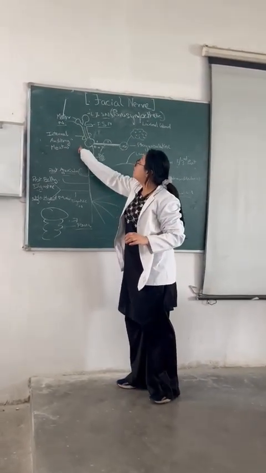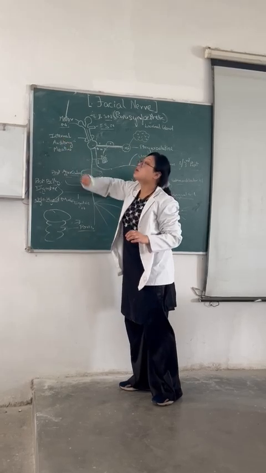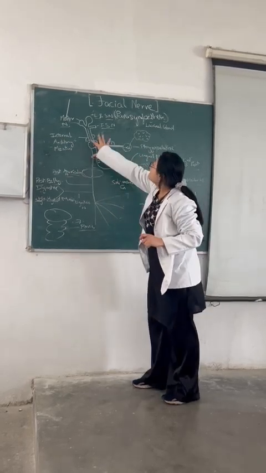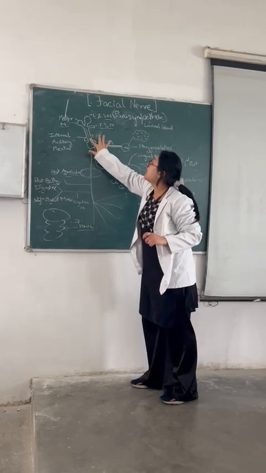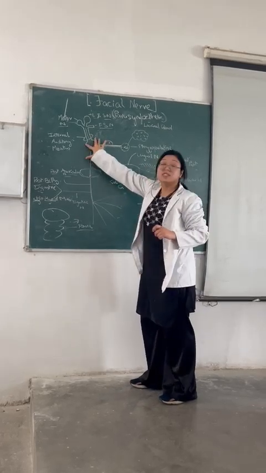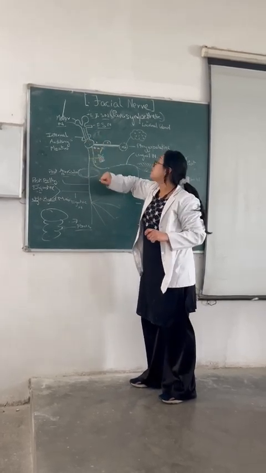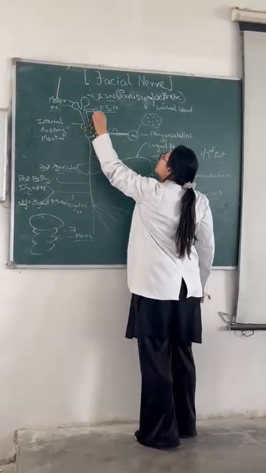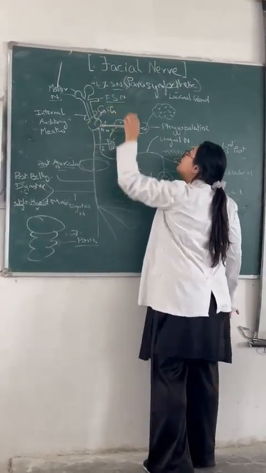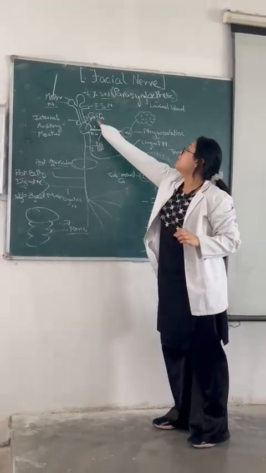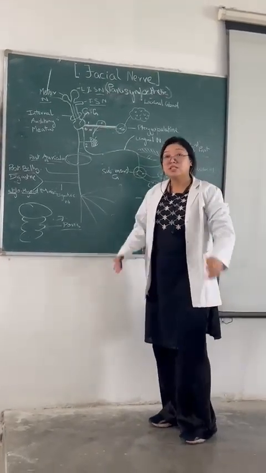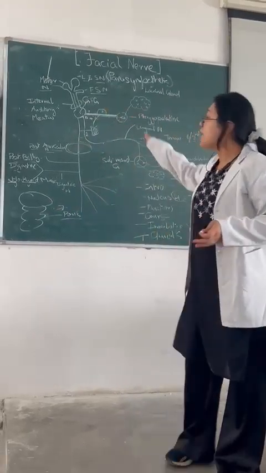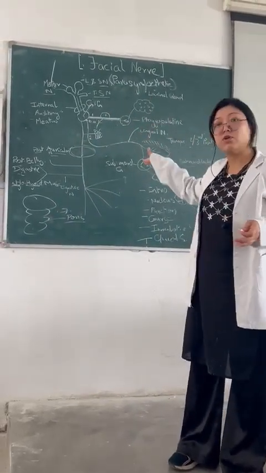The path follows from the internal acoustic or auditory meatus, if you call it either way, and goes to a ganglion. What is a ganglion? It's a group of cell bodies. This is the geniculate ganglion. It does not actually interfere with the function of the facial nerve. It's just a path that it follows through.